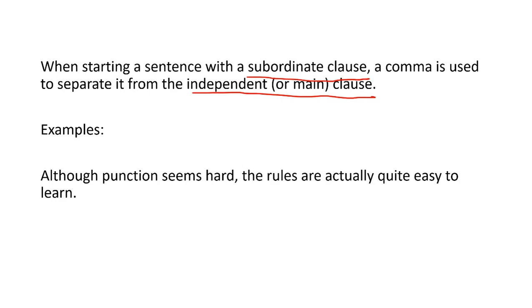We know that although is a subordinate conjunction. So we know that this first clause is going to be a subordinate clause. Although punctuation seems hard, the rules are actually quite easy to follow. Although punctuation seems hard, comma, here's ours. So we know that this here is going to be our subordinate clause.